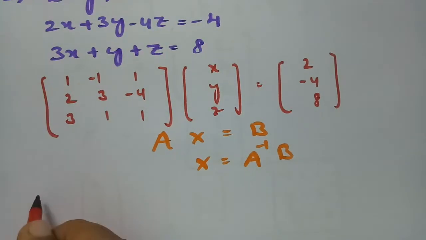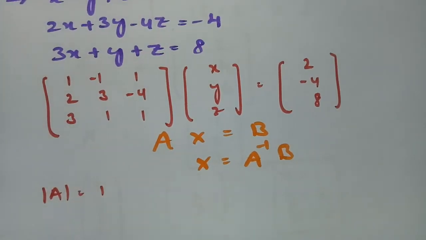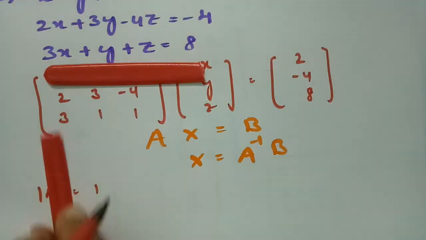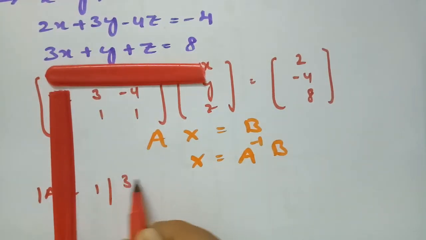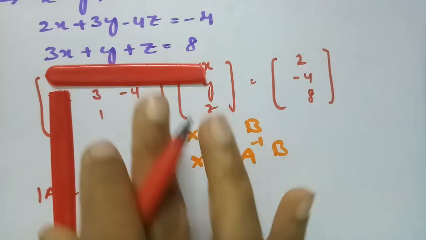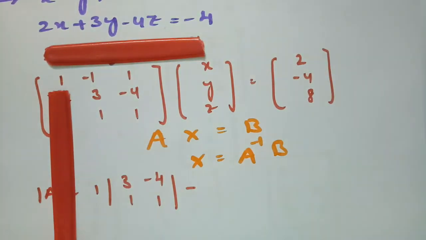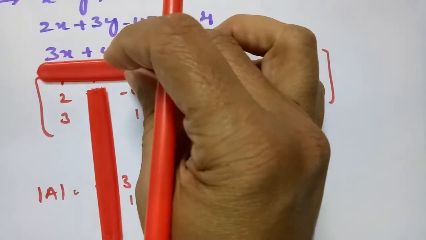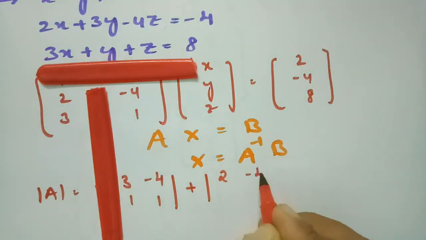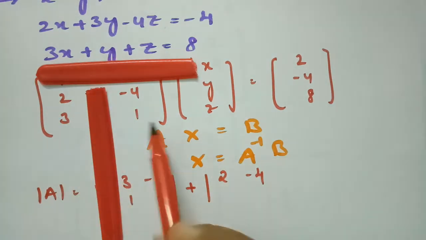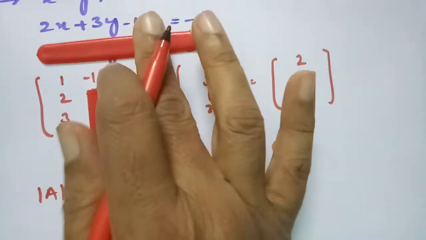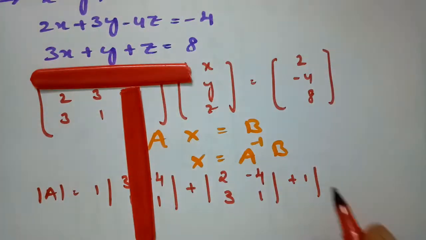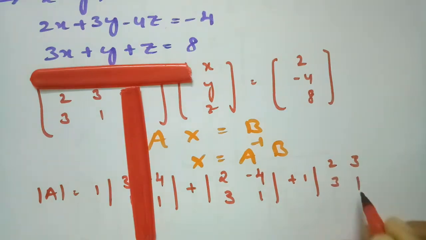So the determinant value will be 1 into, now I have to close this row as well as the column of 1. So if I close, this will be 3, minus 4, 1, 1. The next one is, here I have to keep minus, and already there is minus 1 times of. Now if I close this row and column, the matrix will be 2, minus 4, 3, 1. And the next one is 1 times of. Now I have to close this corresponding row and column, so this is 2, 3 and 3, 1.